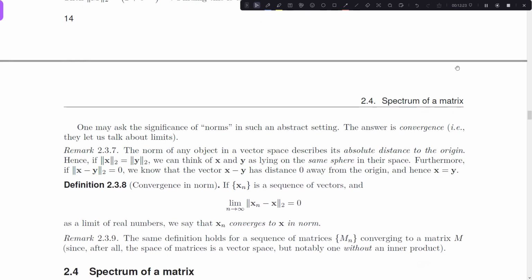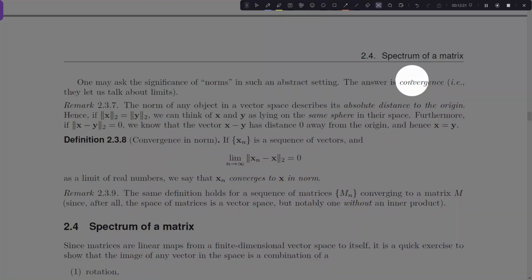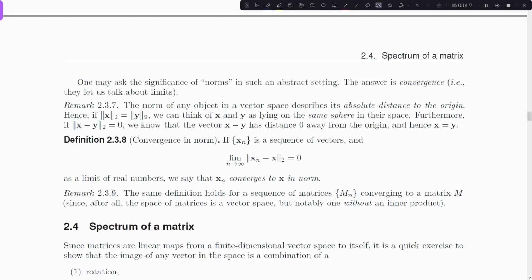So you might ask me why we care about norms in an abstract setting. Why do we care about magnitudes? And the answer is that norms tell us about convergence, or they let us talk about limits. You can think about limits and convergence as the same.